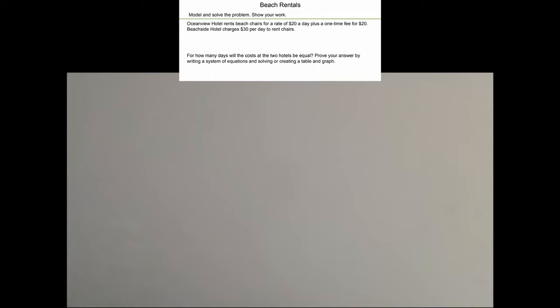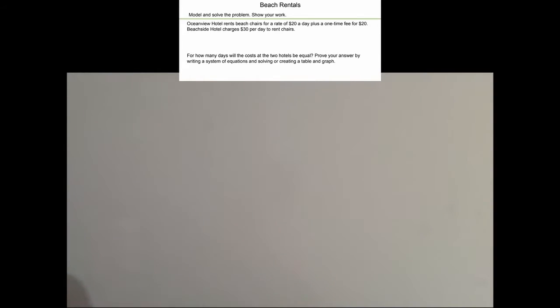So this is page 103. We're still talking about systems of equations, but we're looking a little bit more at story problems. So this says the Ocean View Hotel rents beach chairs for a rate of $20 a day, plus a one-time fee of $20. Beachside Hotel charges $30 a day to rent chairs. All right, so we can start there. The second part says, for how many days will the cost of the two hotels be equal? Provide your answer by writing a system of equations, solving, creating a table or graph.